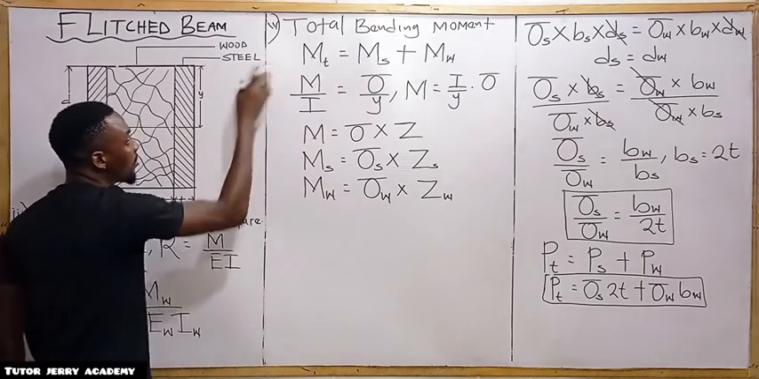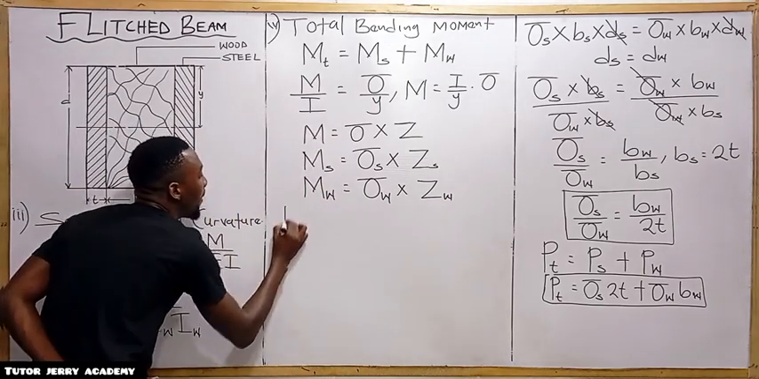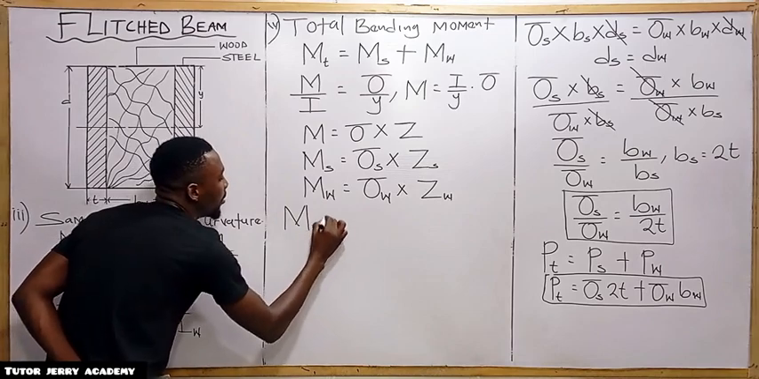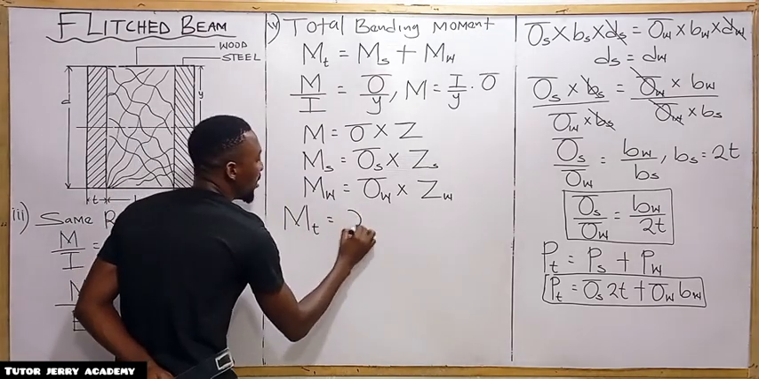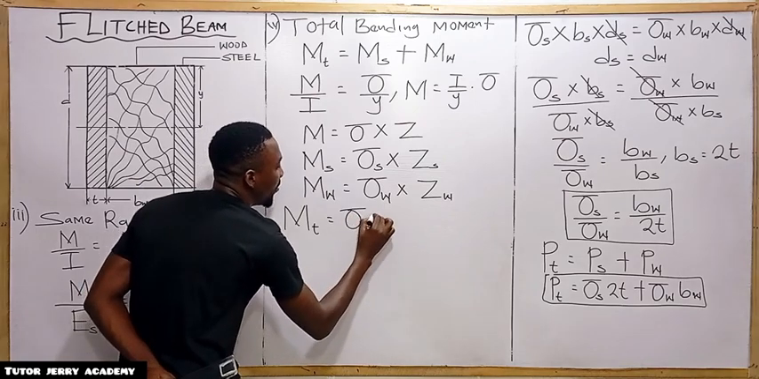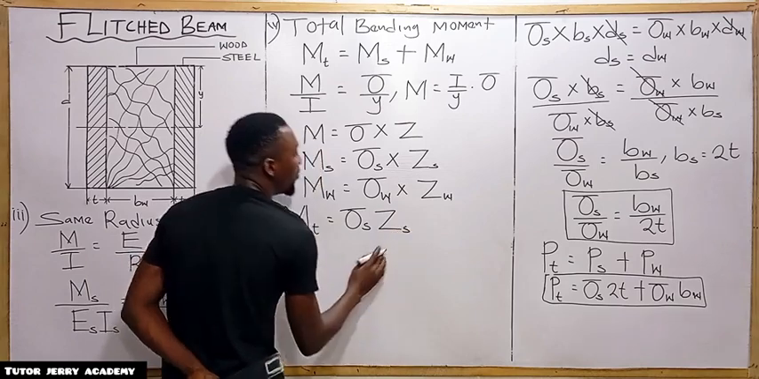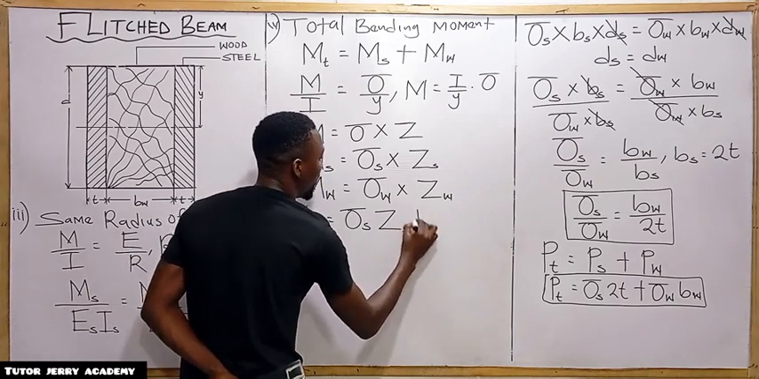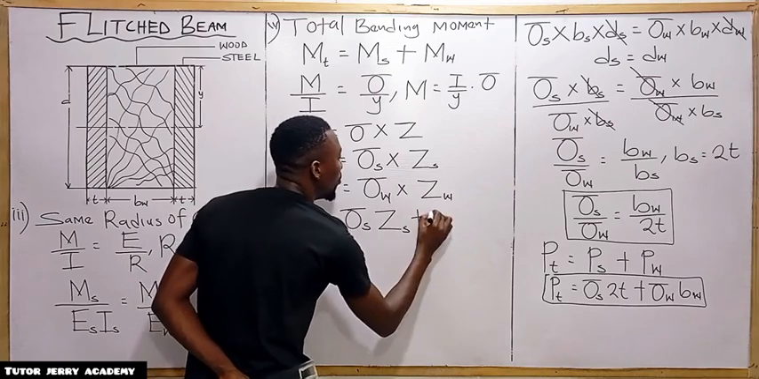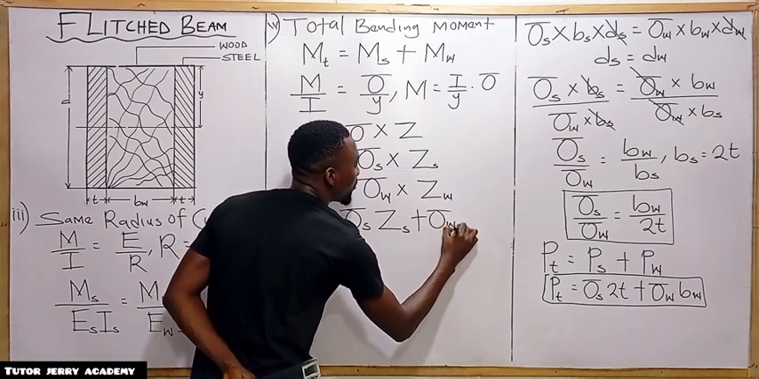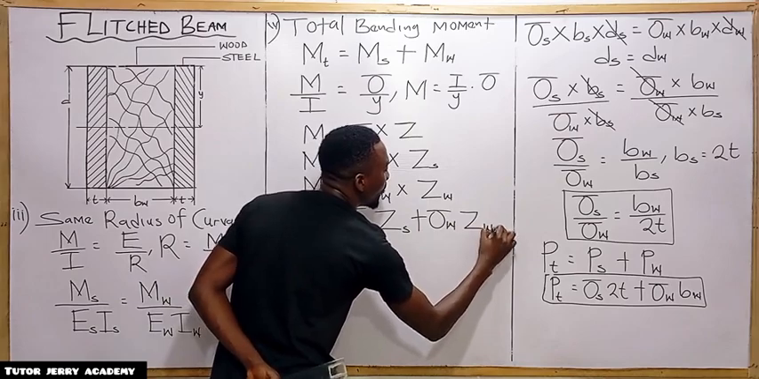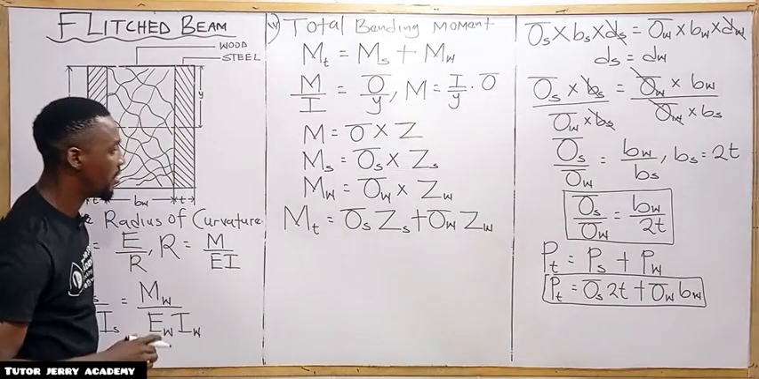All right, so let's substitute this into the total bending moment formula. So this will be equal to the stress of the steel multiplied by the section modulus of the steel, plus the stress of the wood multiplied by the section modulus of the wood. I hope we get this.